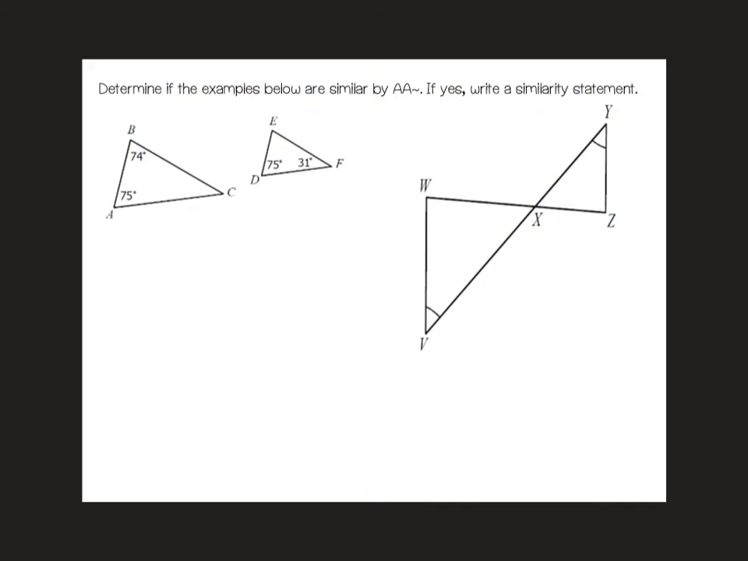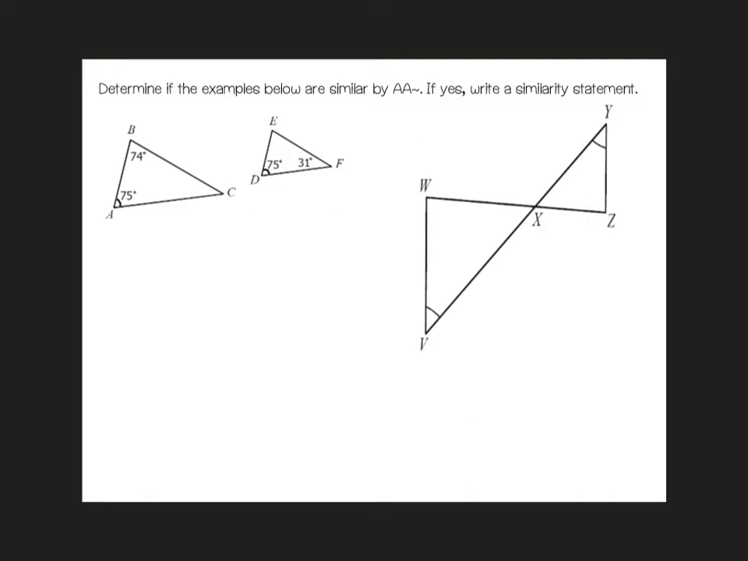So here's a couple examples. So we're just going to determine if they are similar by angle, and then if they are, we're going to write a similarity statement. So if you just focus on these first 2 triangles, ABC and DEF, I can't see right now if 2 angles match up. I do have that A and D are congruent, but I need another one to prove that they're similar.